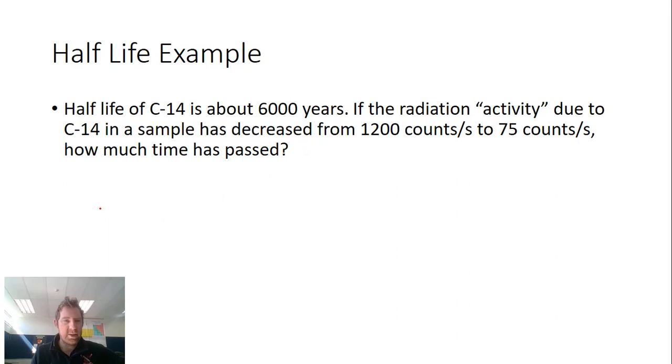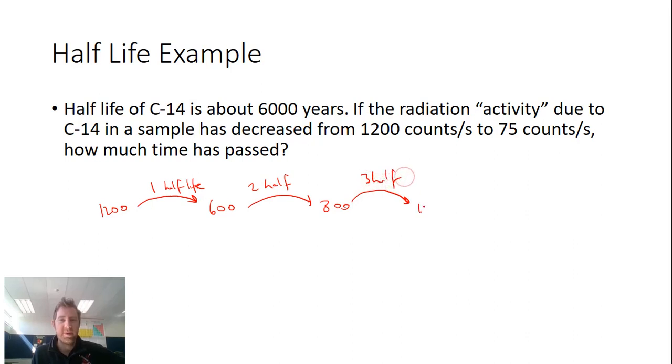What I do is I just say we started with 1,200, and then I write down here, after one half-life, how much do I expect? I expect 600. After 2 half-lives, I expect half again, 300. After 3 half-lives, I expect 150. After 4 half-lives, I expect 75. And that's what we're getting to. So 4 half-lives. So how much time is that?